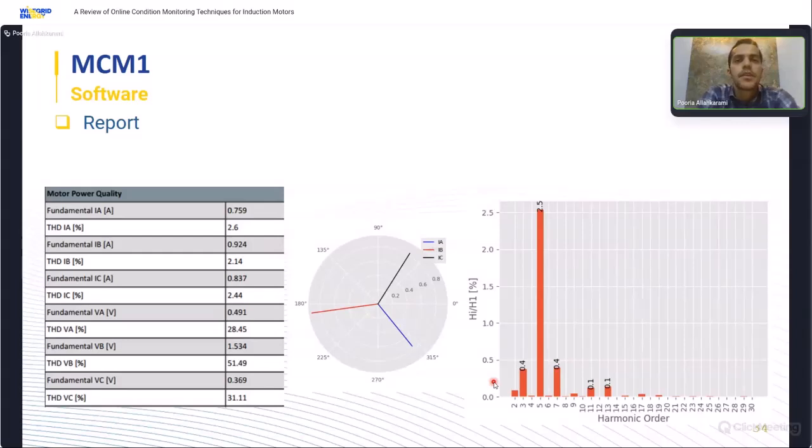You can use this measurement, and also the internal algorithm of the MCM1 can calculate the characteristic frequencies for various faults such as broken rotor bar frequency spectrum or mass imbalance.